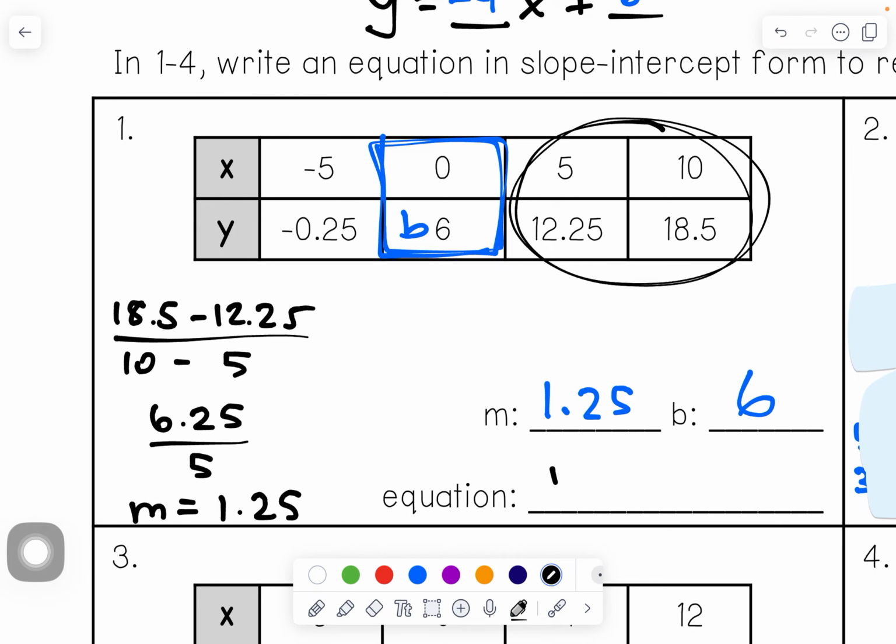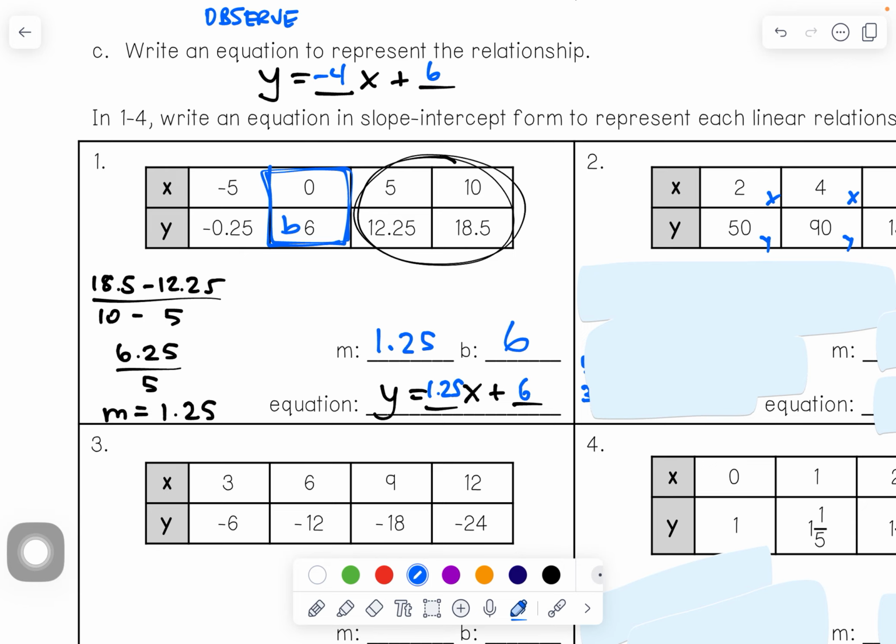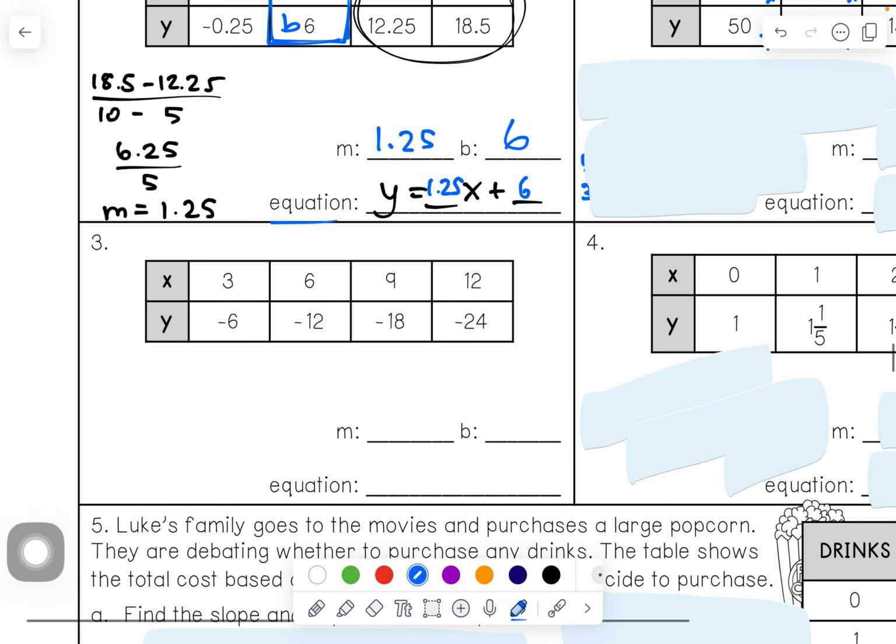Remember, in my equation, the y equals and the x are always there. I'm trying to fill in the blanks for the m and the b. So I want 1.25, and I want to make that 6. That's the ultimate goal, is getting the equation. To get there, we have to find the m and the b first.